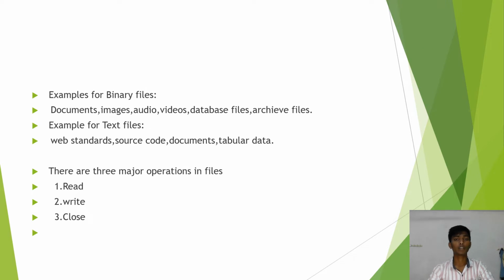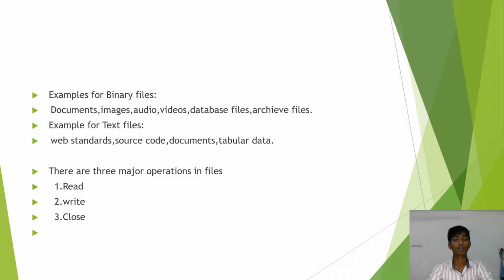Examples for binary files. There are six examples for binary files, namely documents, images, audio, video, database files, and archive files. Examples for text files: web standards, source code, documents, and tabular data.